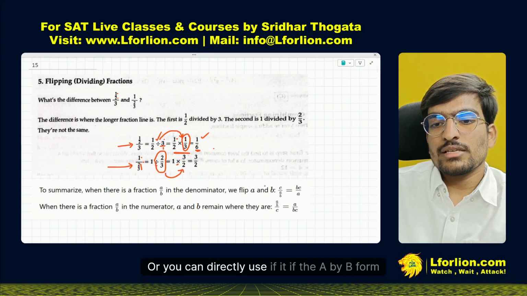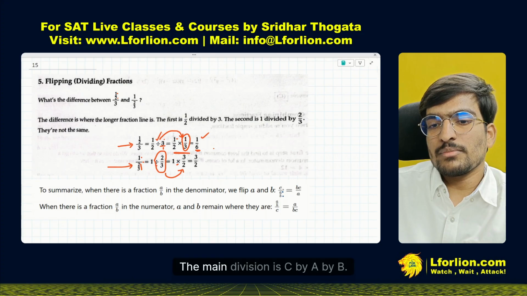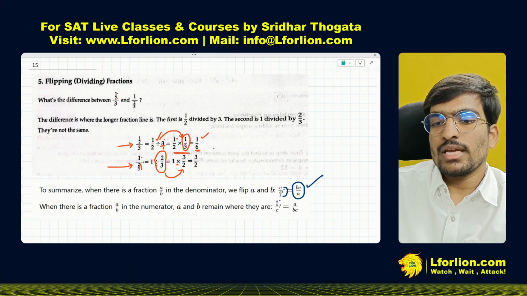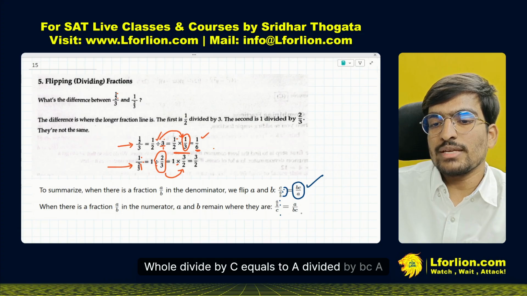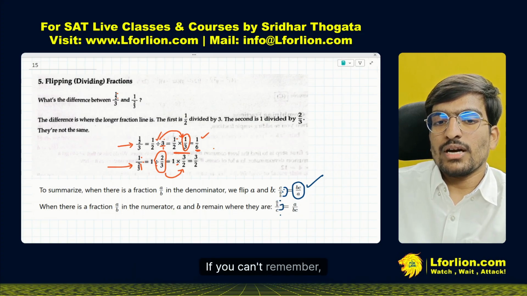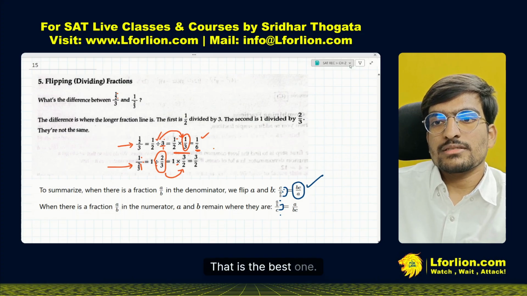Or you can directly use this: if the form is a by b whole divided by c, you just have to multiply b with c. I mean, a by b whole divided by c equals a divided by bc. And c divided by a by b equals bc by a. If you can't remember, just try to flip it. That is the best one.